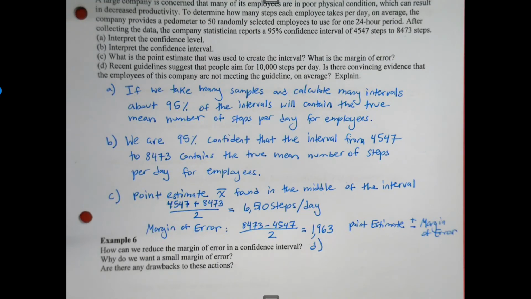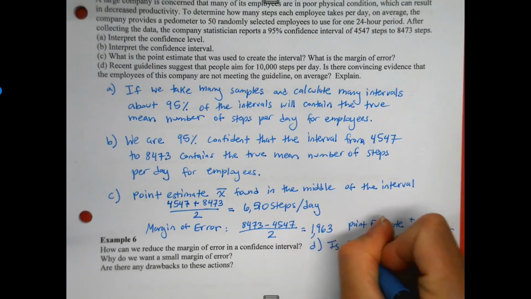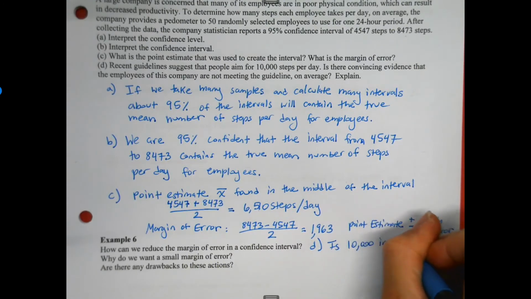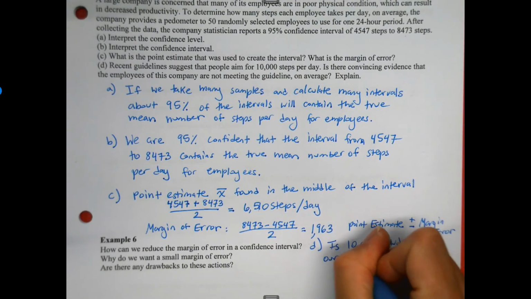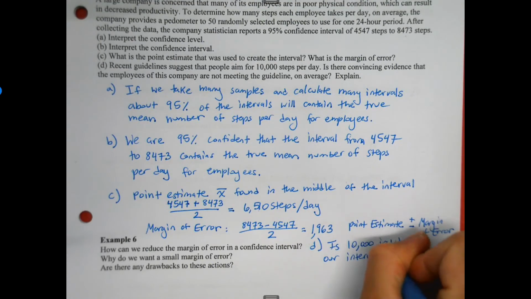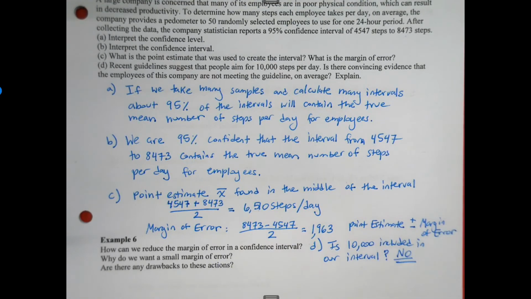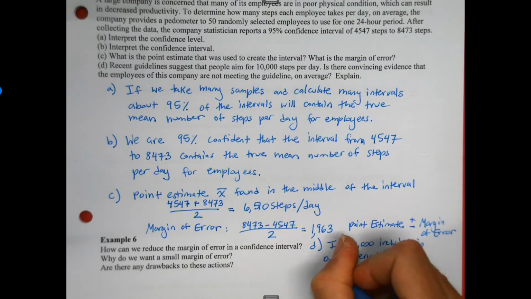For part D, it says, recent guidelines suggest that people aim for 10,000 steps per day. Is there convincing evidence that the employees of this company are not meeting the guideline on average? Well, the first thing to think about is whether 10,000 is included in our interval. And the answer to that is no, it is not included. So therefore, we wouldn't consider 10,000 to be a possible value for our mean of the population.